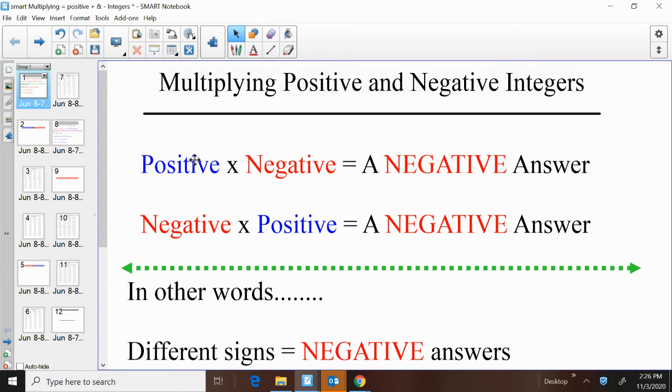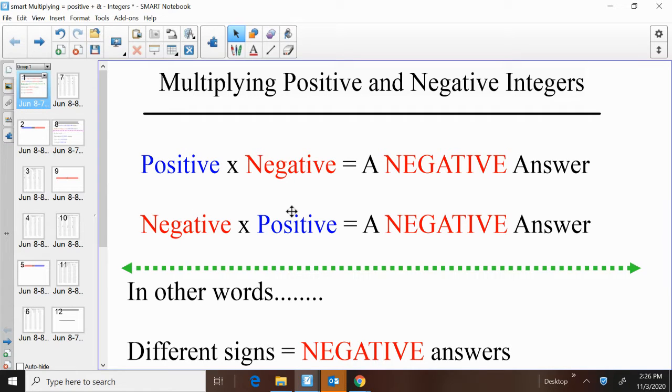So what happens when I multiply a positive times a negative number? And what happens when I multiply a negative times a positive number? And you notice that the colors are different. I did that on purpose because those signs are different. So if I multiply a positive number times a negative number, I will get a negative answer. If I multiply a negative number times a positive number, again, I will get a negative answer.